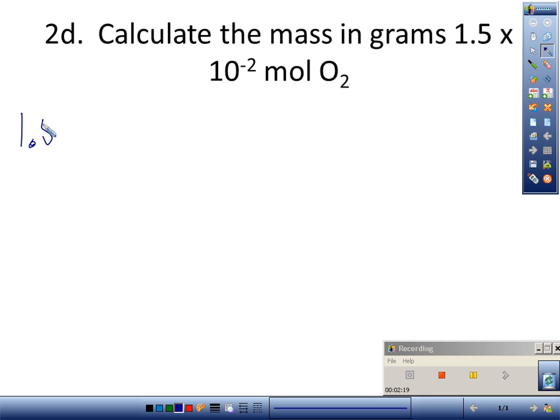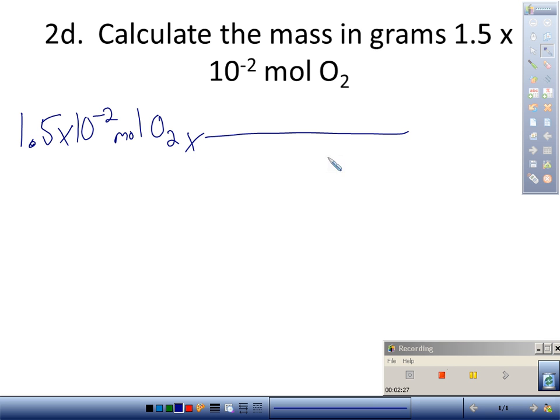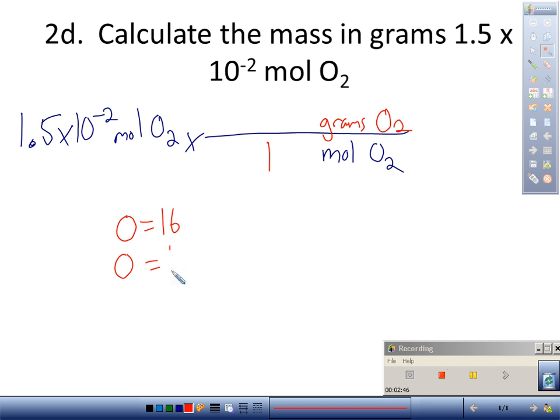I'm going to write the given. I don't want those given units, so I put them down here. It says find the mass in grams, so that goes on top. It's always 1 mole, and my grams always comes from my periodic table. So oxygen is 16. I have it twice. I'm going to cross off my like units. I can multiply that across, and that's my answer.